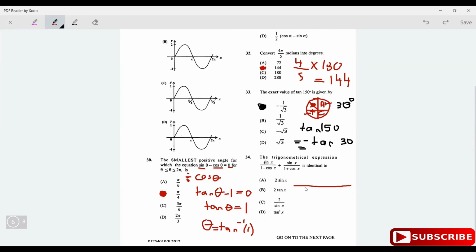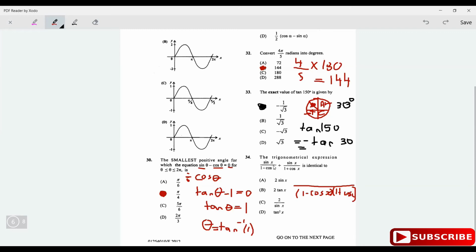The LCM is going to be 1 minus cos x times 1 plus cos x. That's the LCM.